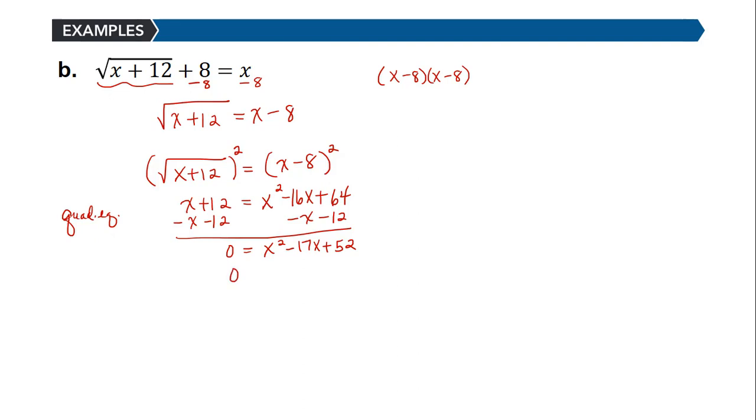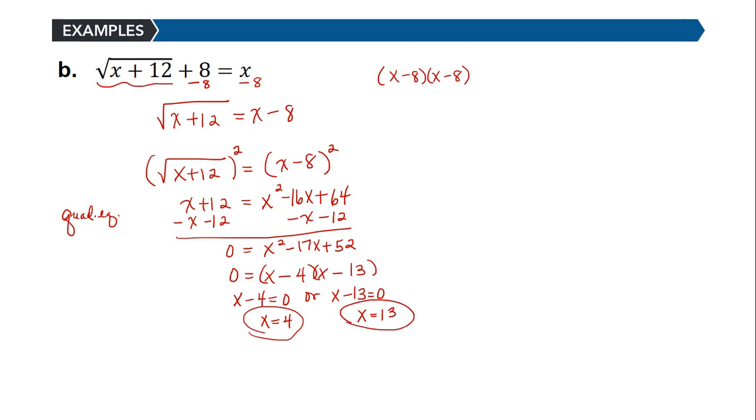And now I need to find the factors of 52 whose sum is negative 17. And I believe that would be negative 4 and negative 13. Factored, equal to 0 means we can set x minus 4 equal to 0 or x minus 13 is equal to 0. Solving, we get x equals 4 or x is equal to 13. Now that we have our solutions, we're not done. We have to check to make sure that these solutions are not extraneous solutions. 4 and 13 do solve this quadratic equation that we found, but they may or may not solve the original equation.